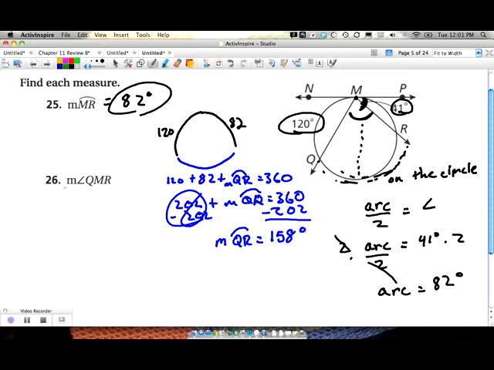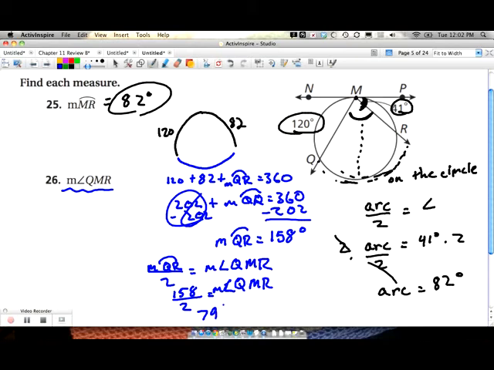158 degrees for the arc. But that's not the question. The question is, what's the angle? The angle is equal to that divided by 2. So the measure of arc QR divided by 2 equals the measure of angle QMR. In this case, it's going to be 158 divided by 2 equals the angle QMR, which is, what would that be? 75 plus 4, 79 degrees. So this equals 79 degrees.